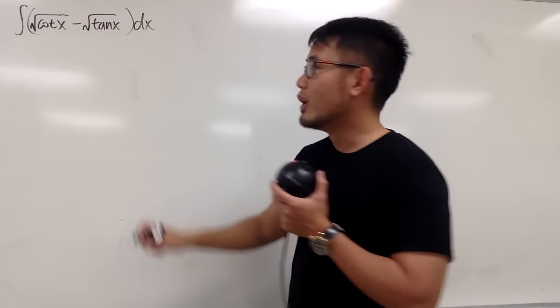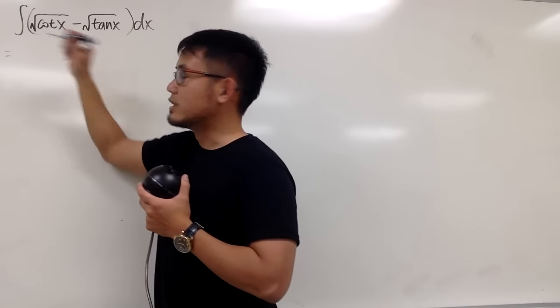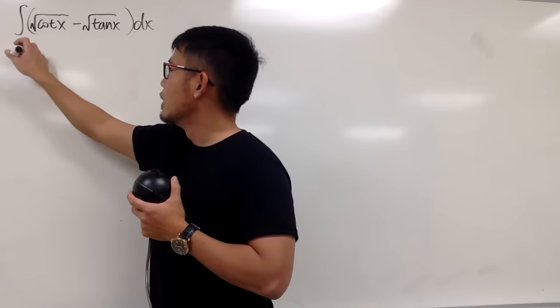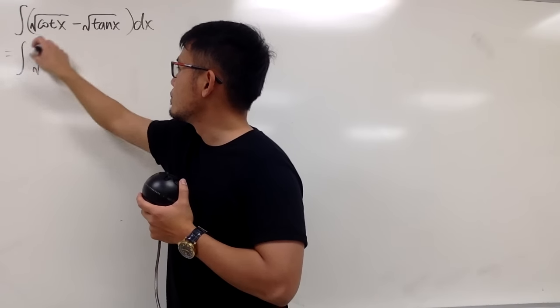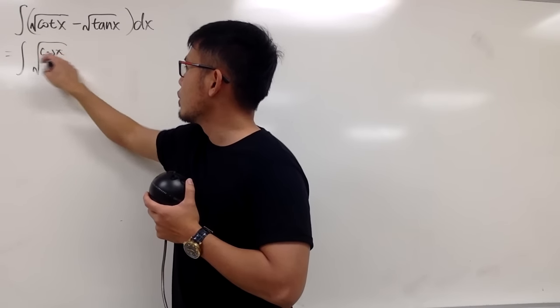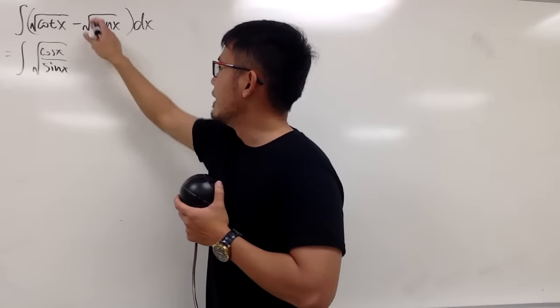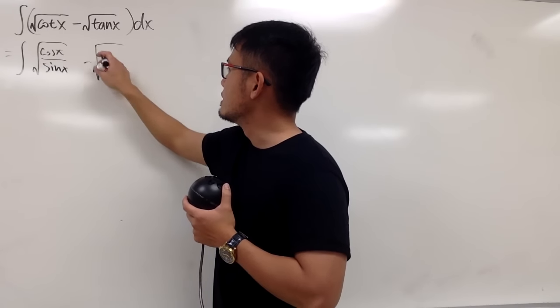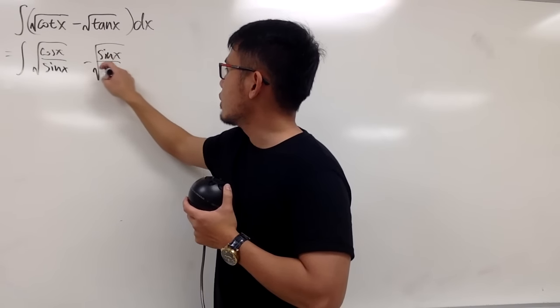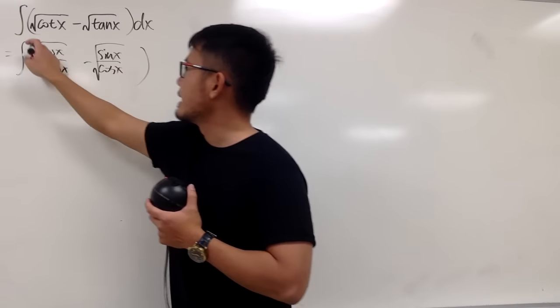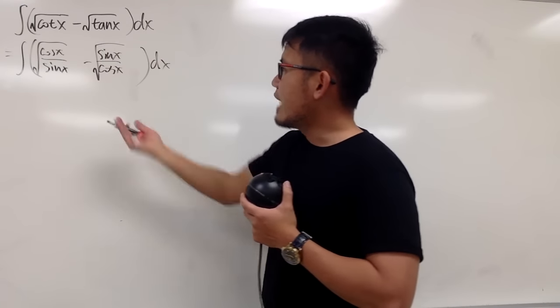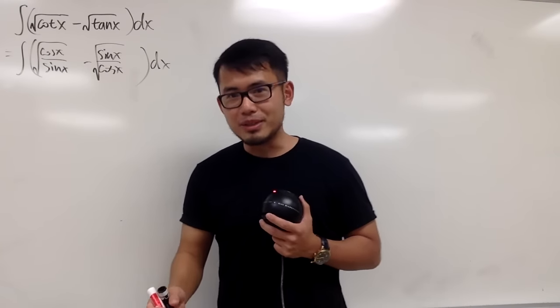Let me show you. We will actually be just working with sine and cosine. So let's rewrite this as the square root of cosine x over sine x, and then minus the square root. This is, of course, sine x over cosine x, like this. And now we can just get a common denominator.